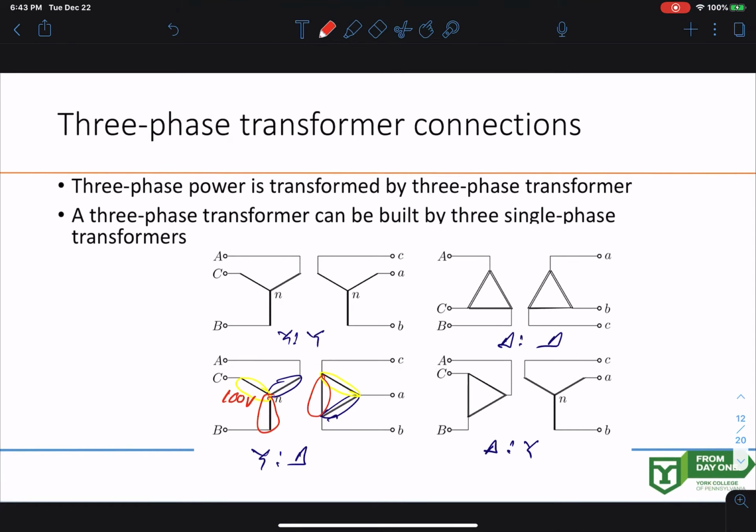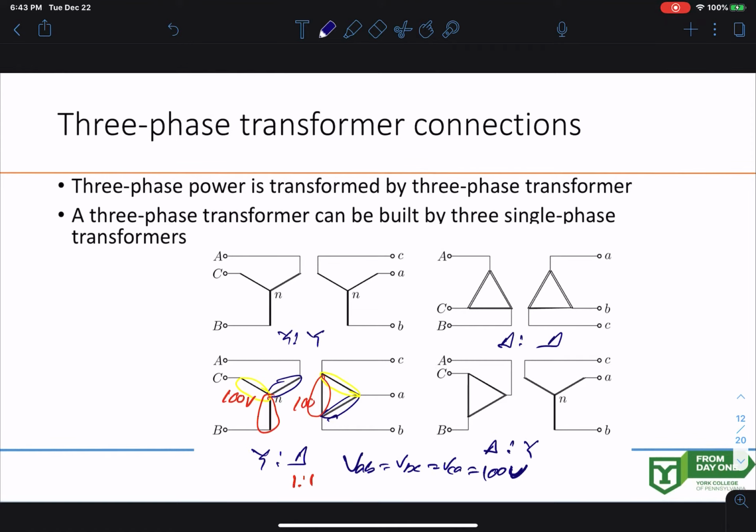Okay, so that would also be 100 volts here, right? Then if each of these coils has 100 volts, with the same 1-to-1 turns ratio, all of them will have 100 volts, right? So what does it mean? That means over here, VAB equal to VBC equal to VCA all have 100 volts. Take a look at that, because all the coils have 100 volts.